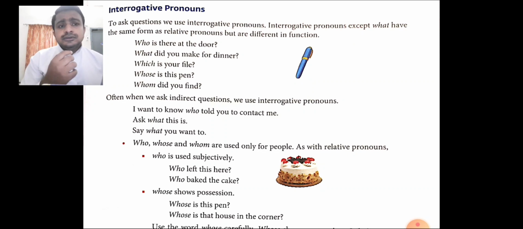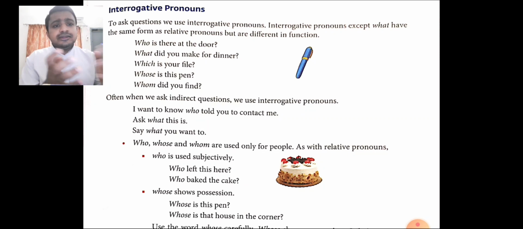Now for asking the indirect questions, we always put the interrogative pronoun. But you need to understand one thing: if you are asking the indirect questions, no need of putting any question mark. For example, I want to know who told you to contact me, or ask what is this. Say what you want to. There you cannot find any question mark. So those are the indirect questions.